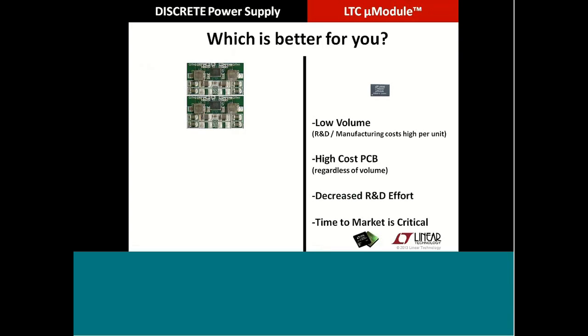it's really worth taking the micro module offering into consideration with low volume, when R&D and manufacturing costs are high per unit, or with a high cost of PCB, for example with an FPGA or complicated microcontroller or processor. You get decreased R&D efforts, and your time to market is much faster, especially for applications where time to market is critical for the commercial success of your product.